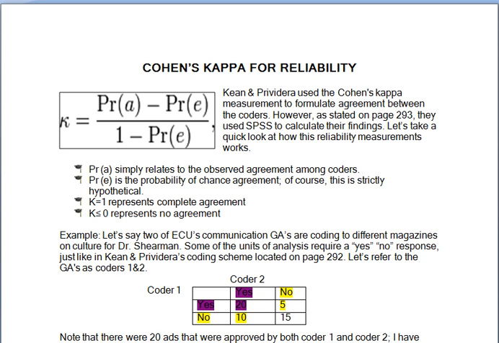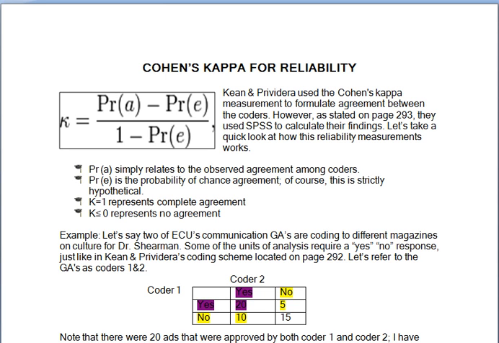Hi, let's take a look at the Cohen's kappa for reliability. Keen and Prividera used Cohen's kappa measurement to formulate agreement between coders. However, as stated on page 293, they use SPSS to calculate their findings. Let's take a quick look at how this reliability measurement actually works.